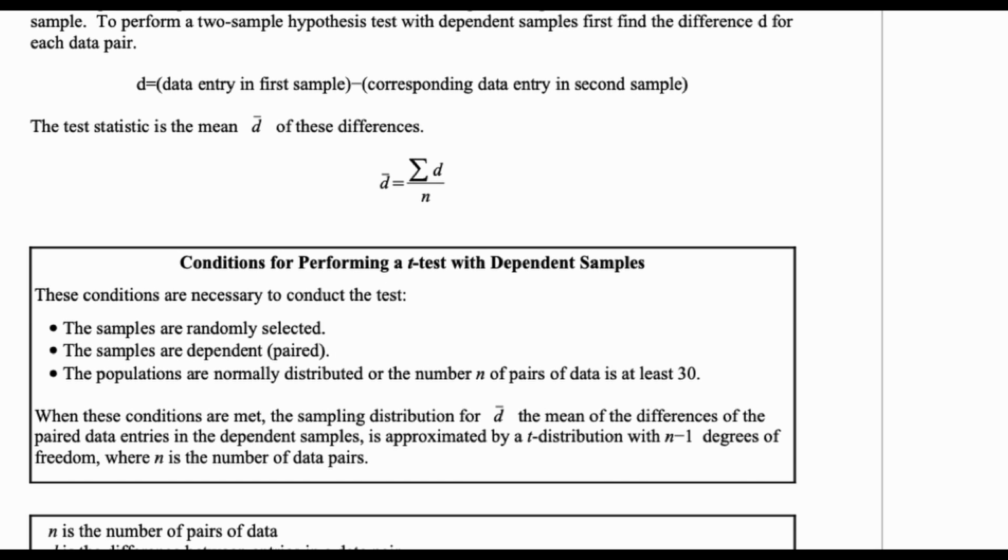So if these conditions are met, the sampling distribution d bar will be the mean of the differences that we get when subtracting the dependent sample entries. And we'll use a t-distribution for this approach with n minus 1 degrees of freedom, where n is the number of data pairs that we have.